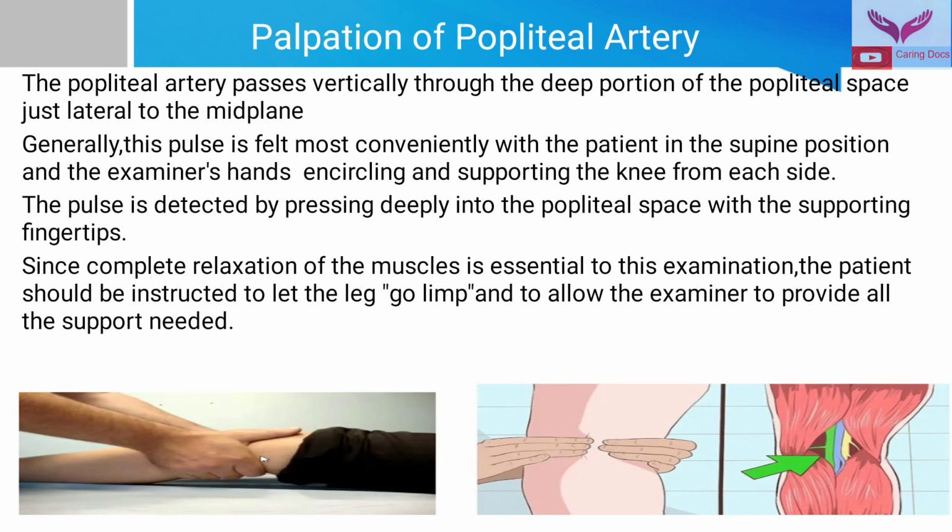How do we palpate the popliteal artery? As we know, the popliteal artery passes vertically through the deep portion of the popliteal space, just lateral to the midplane. Generally, this pulse is felt most conveniently with the patient in the supine position and the examiner's hands encircling and supporting the knee from each side. The pulse is detected by pressing deeply into the popliteal space with the supporting fingertips. Since complete relaxation of the muscle is essential to this examination, the patient should be asked to let the leg go limp and to allow the examiner to provide all the support needed.